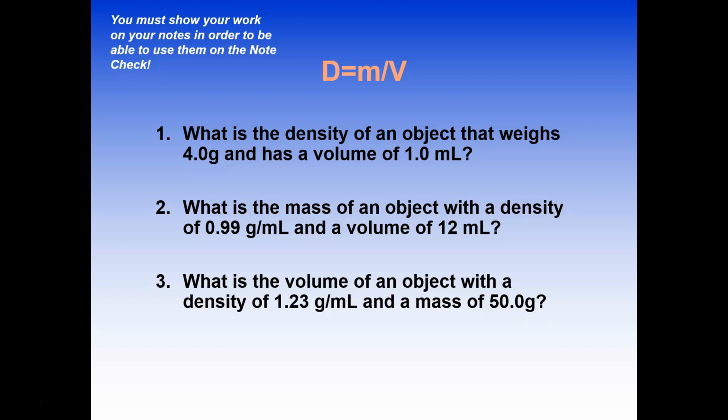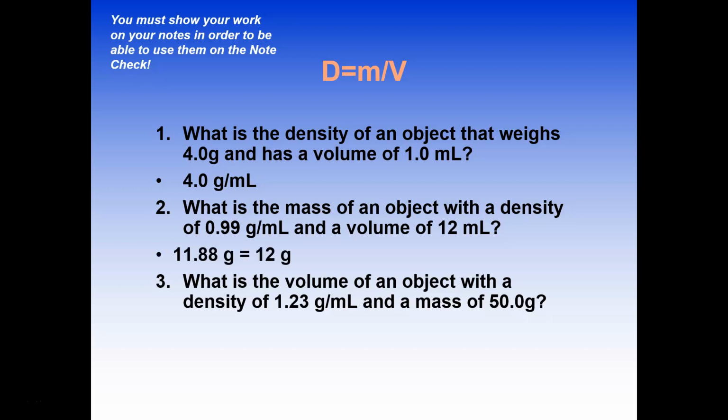All right, let's see how you did. Number 1 was an easy one. It asked you what is the density of an object that weighs 4.0 grams and has a volume of 1.0 milliliters. The correct answer for that one is 4.0 grams per milliliter. Now number 2 asks you to turn it around a little bit. It asked you to solve for mass: what is the mass of an object with a density of 0.99 grams per milliliter and a volume of 12 milliliters?